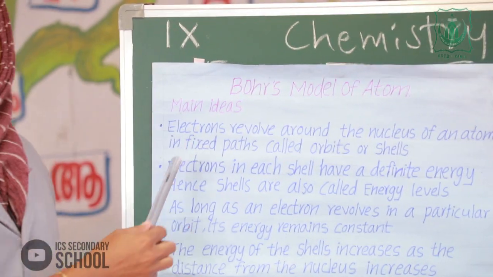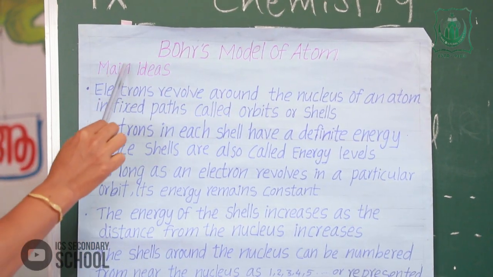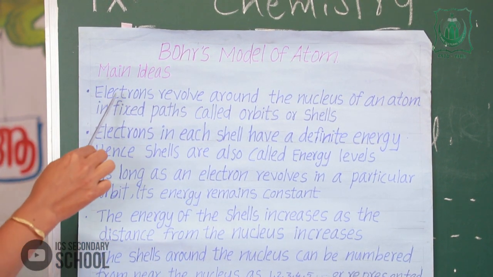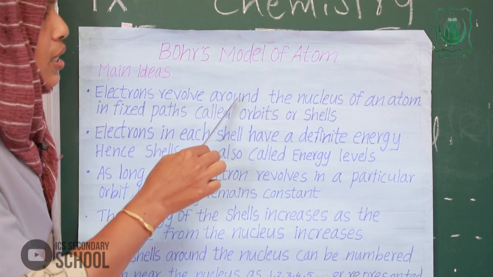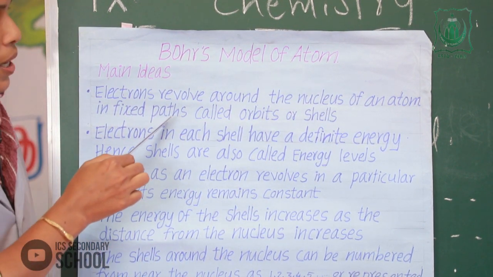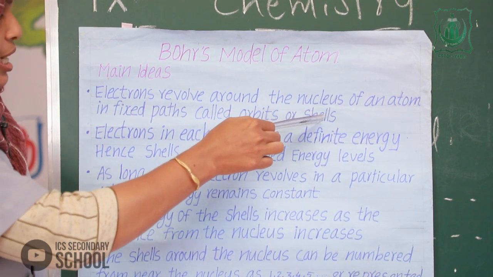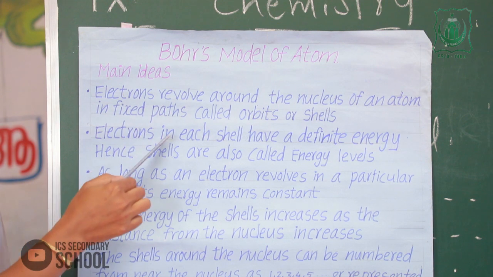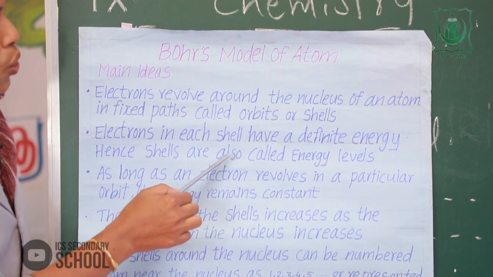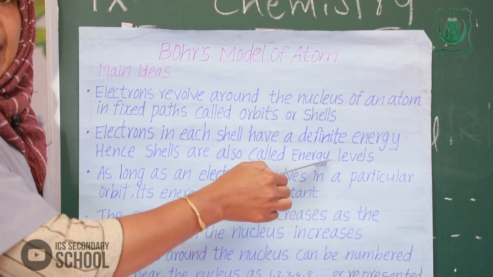These are the major ideas of the Bohr model of an atom. First point, electrons revolve around the nucleus of an atom in a fixed path called orbits or shells. Next point, electrons in each shell have definite energy. Hence, shells are also called energy levels.